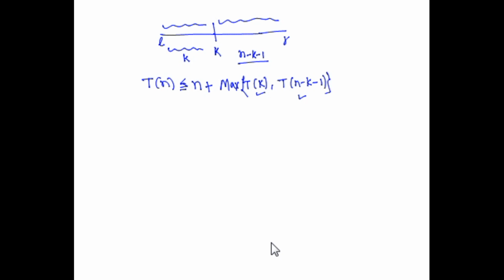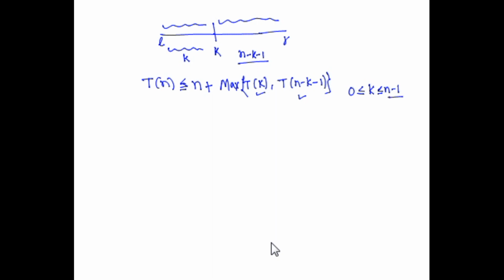So if the partition actually happens leaving k elements on the left hand side and n minus k minus 1 elements on the right hand side, then we get the equation that T of n is smaller than or equal to n plus maximum of T of k comma T of n minus k minus 1. The range for k is any number between 0 and n minus 1. On the left hand side I can have 0 elements, or I can have n minus 1 elements.